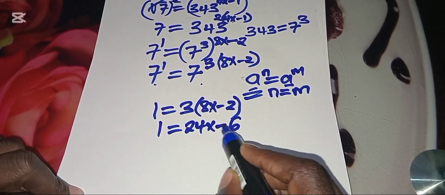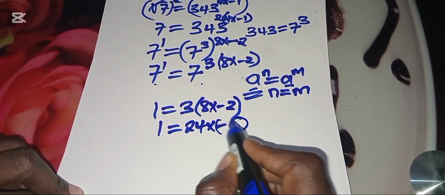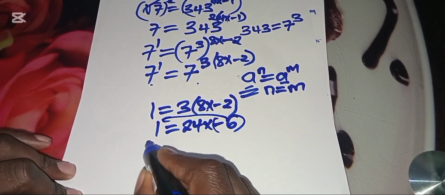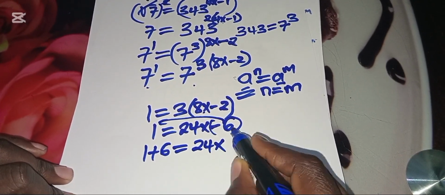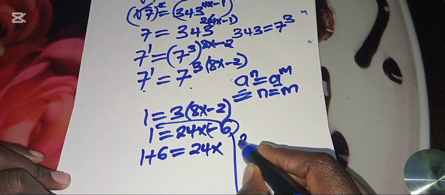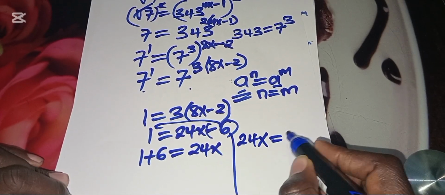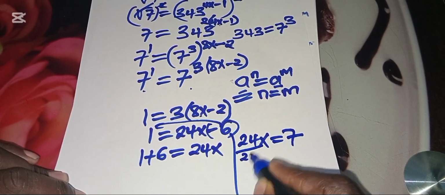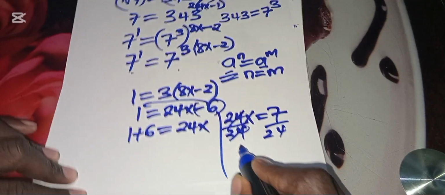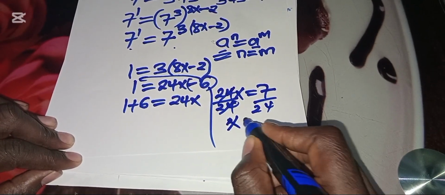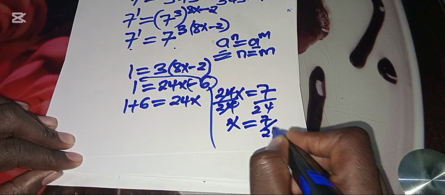And then now from here we take negative 6 on the left hand side, we will have 1 plus 6. This is equal to 24x. So you're going to have 24x equal to 7. You divide both sides by 24. All right, so that's x is equal to 7 over 24.